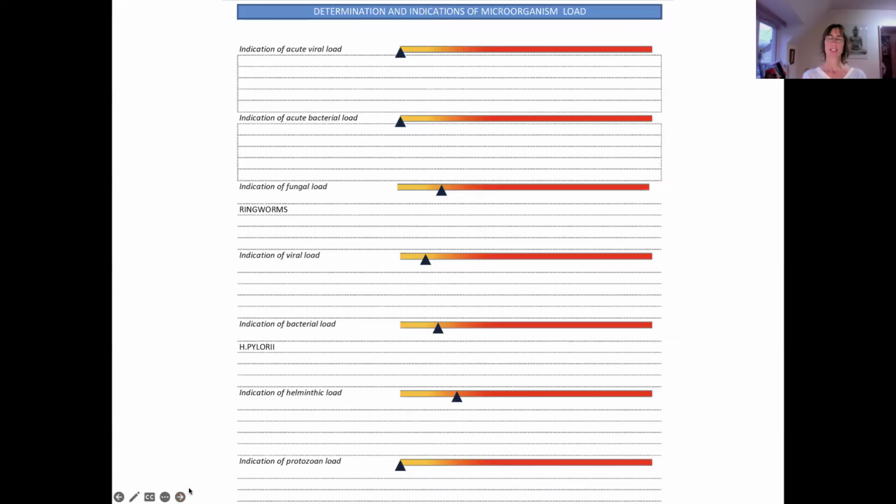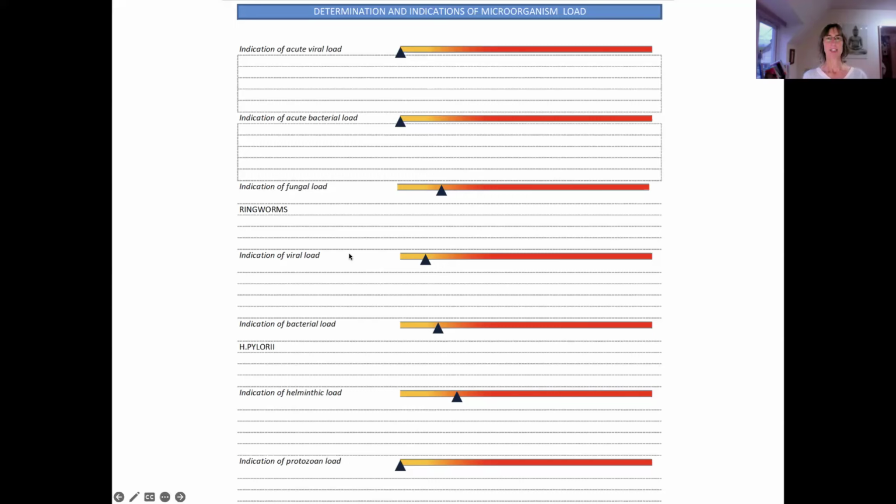So then when we've looked at the deficiencies, we can move on and look at microorganism load. So we've looked at the toxins, but now we're looking at the pathogenic microorganisms. So things like mold and fungi, yeast, parasites, worms, viruses, bacterial infections, and those sorts of things.